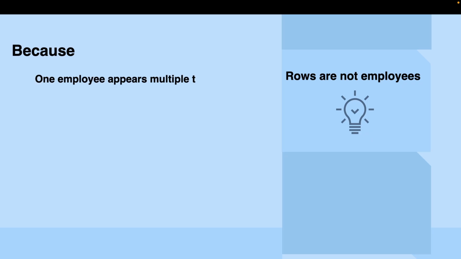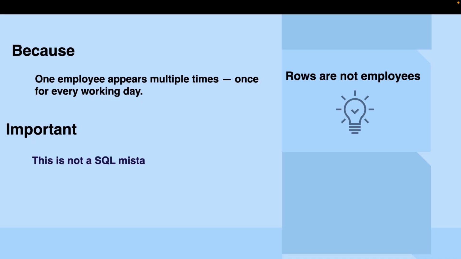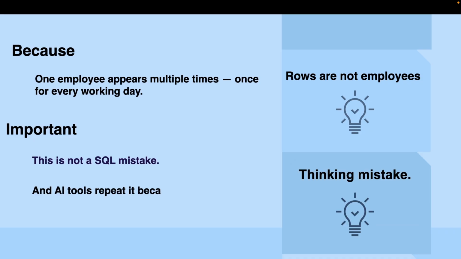One employee appears multiple times, once for every working day. Very important. This is not an SQL mistake. This is a thinking mistake. And AI tools repeat it because they don't question what one row represents. Let's find the correct solution.